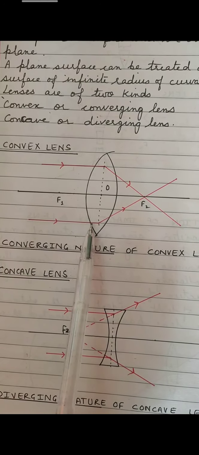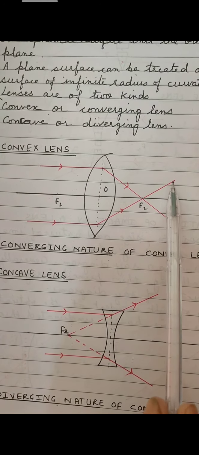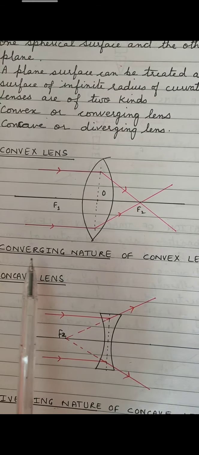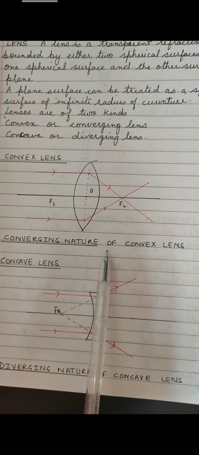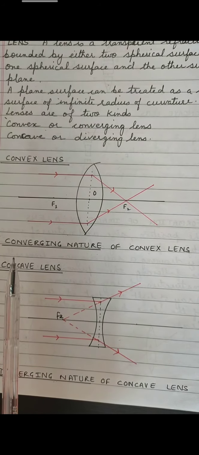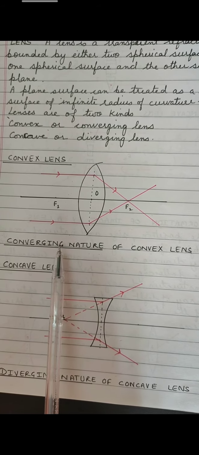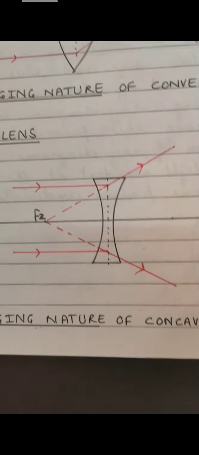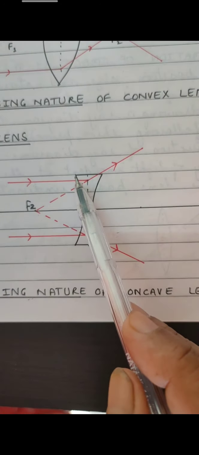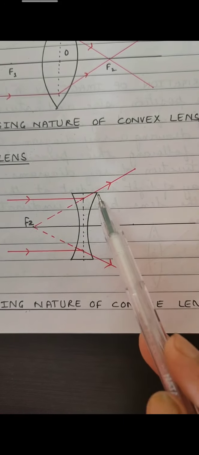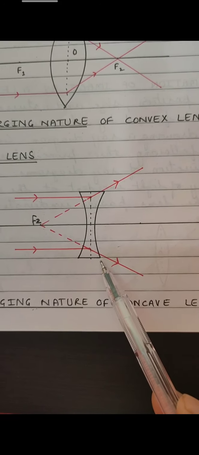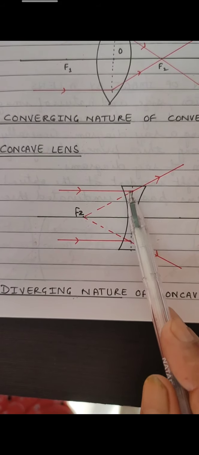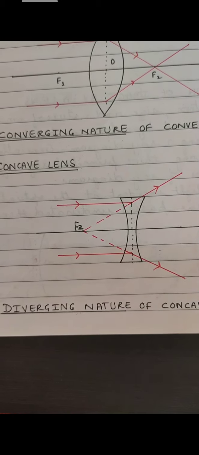Because both these parallel rays are converging at a point F2, we say the convex lens has converging nature. That means a convex lens is a converging lens. On the same basis, if we have to draw the diagram for a concave lens, we draw the concave surface on this side as well as the concave surface on the other side, and in the middle we draw a dotted line showing the half portion of the lens.